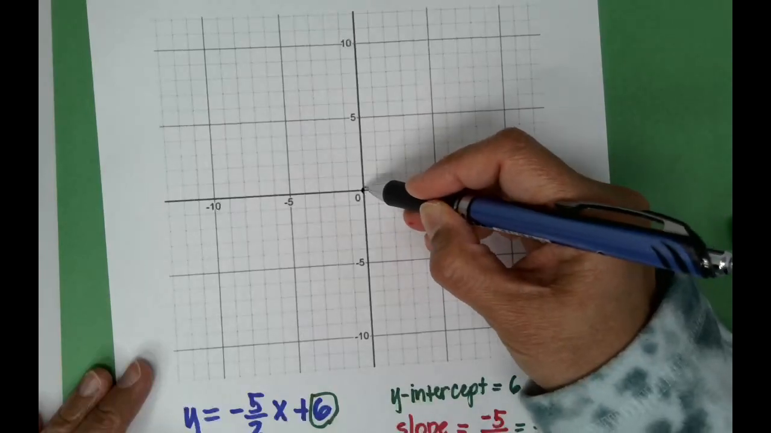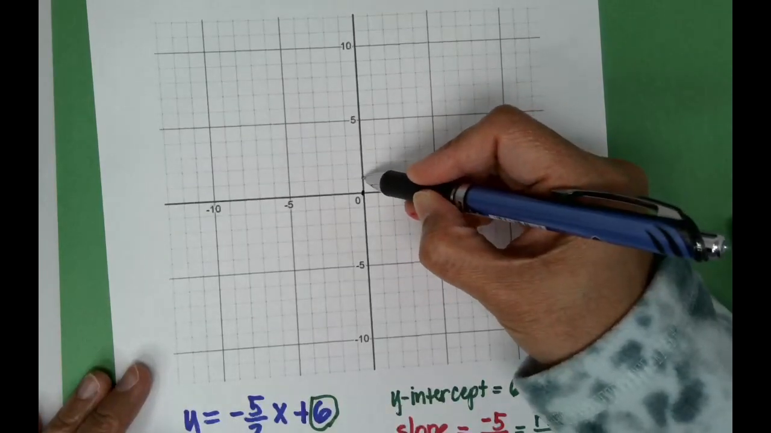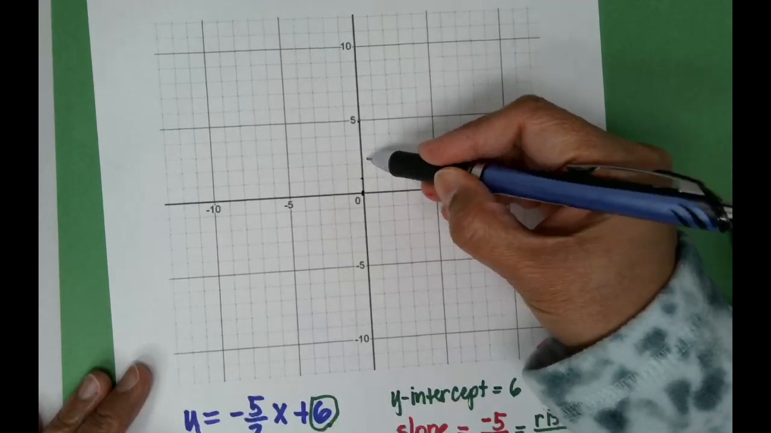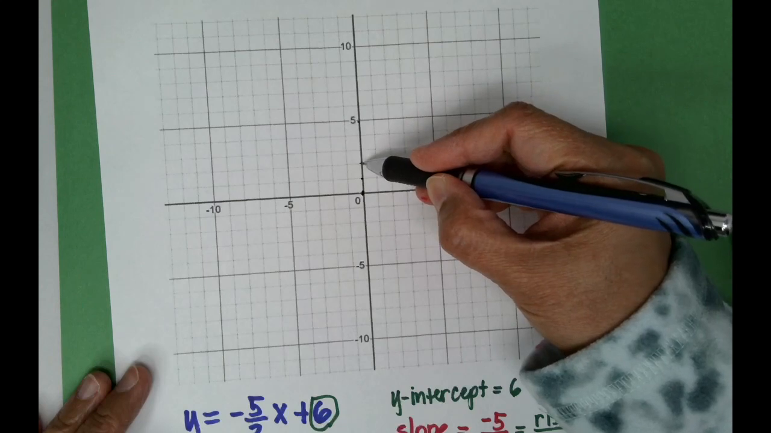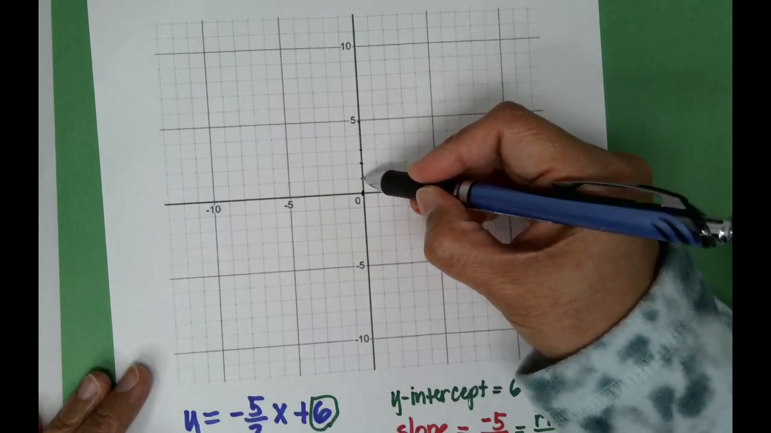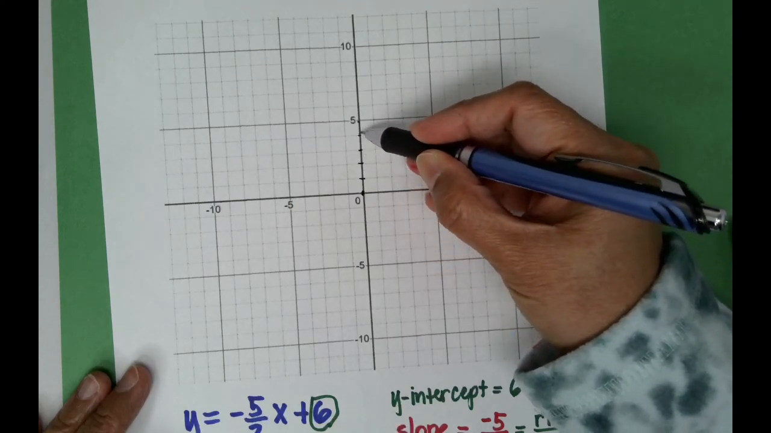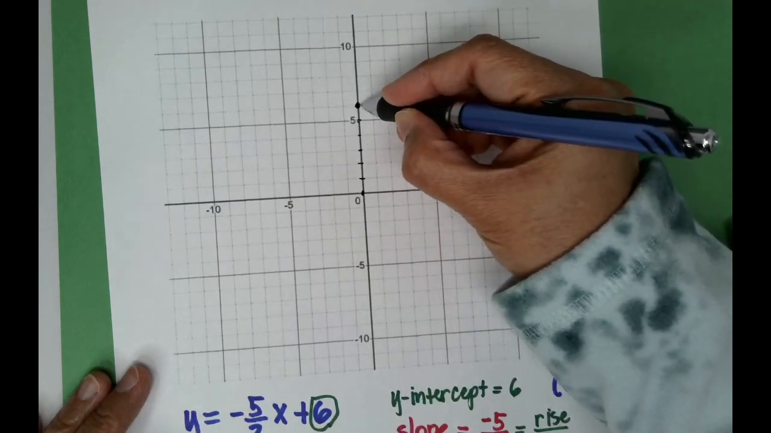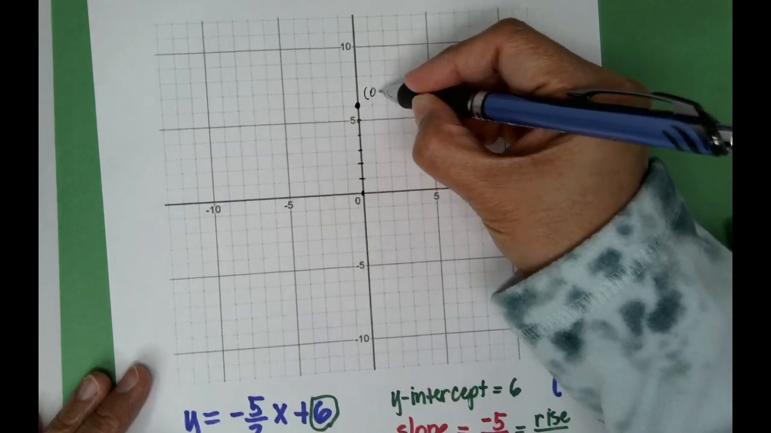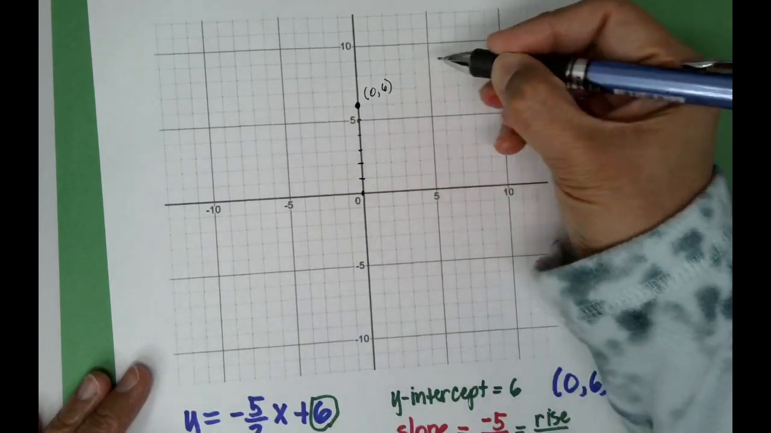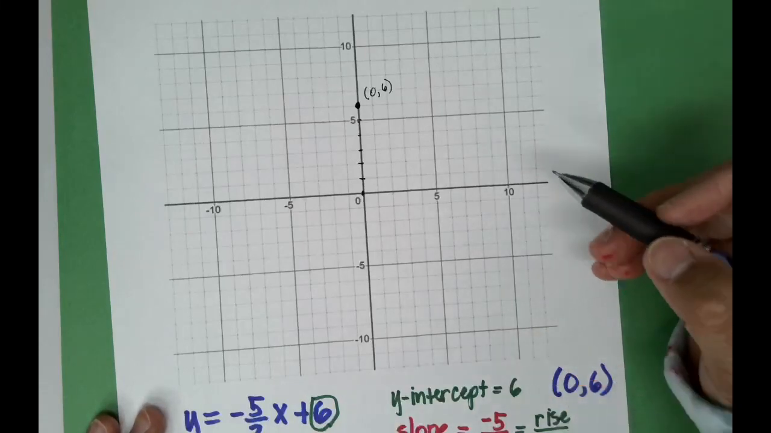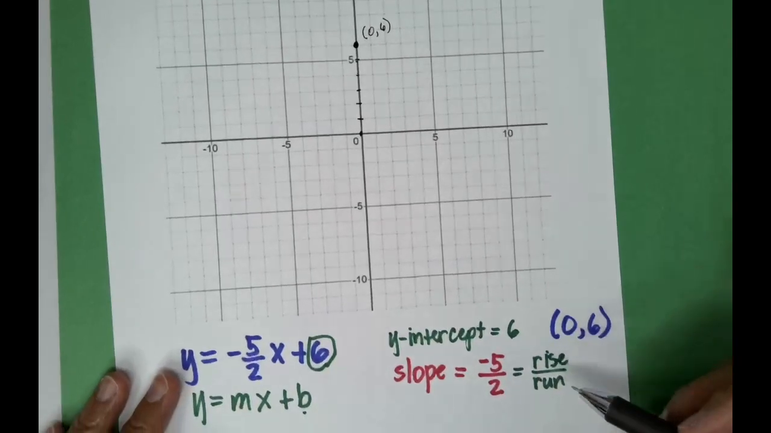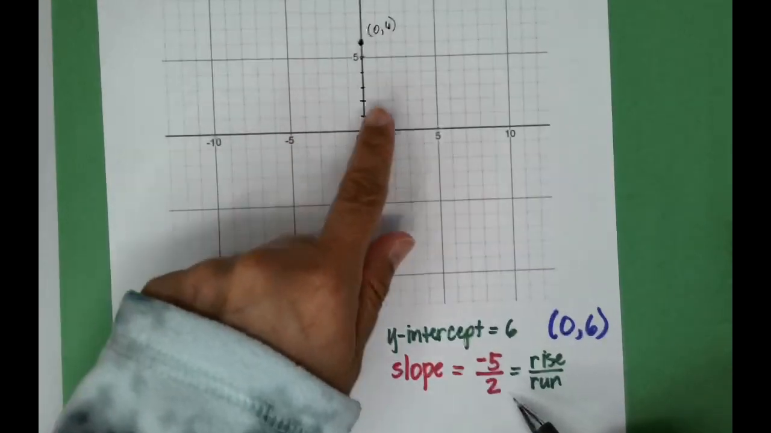From the origin, you go 6 units up. As we can see, this is 0, this is 5, so the increments here are by 1 unit. That's 1, 2, 3, 4, 5, and so this is 6. So that is our y-intercept with coordinates (0, 6).